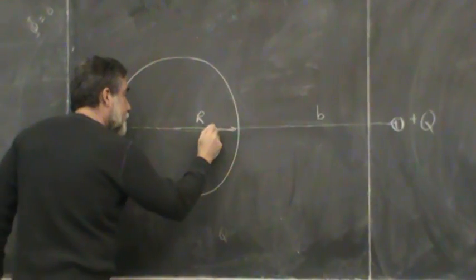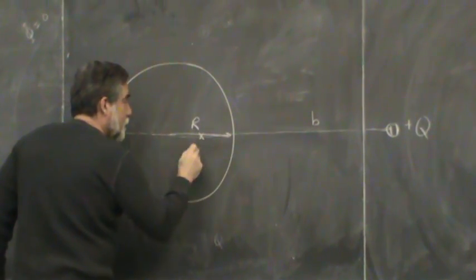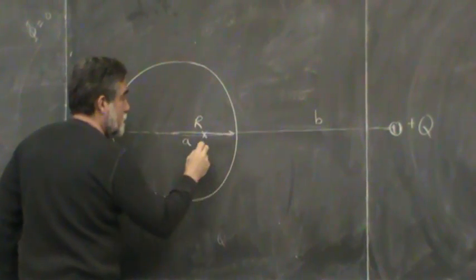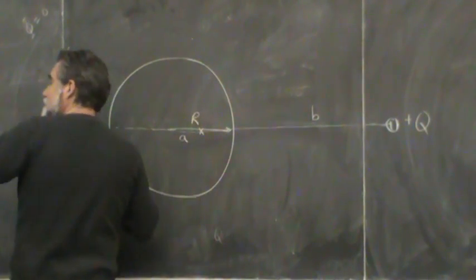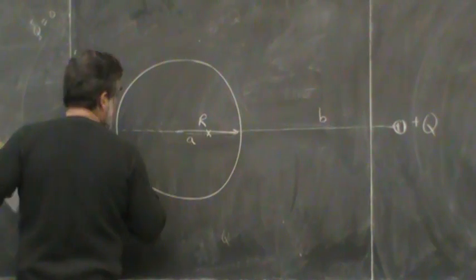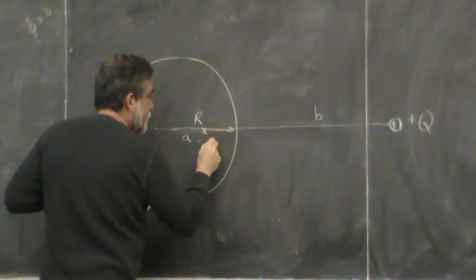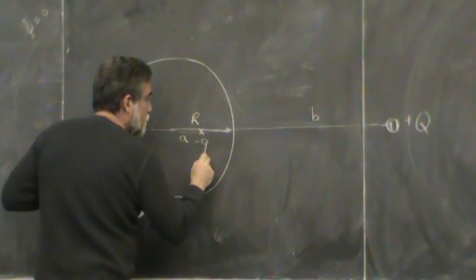I'll just artificially put it here, at some distance a. Yes, I'll put a negative charge, and I'll write it with a different symbol.